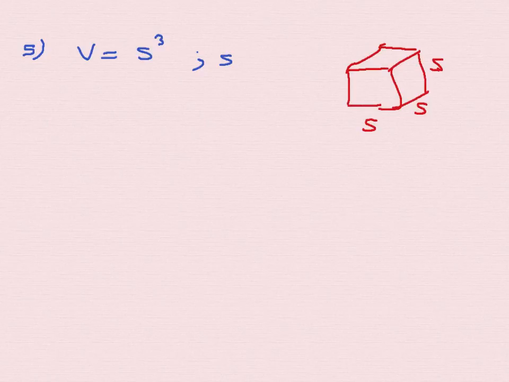So let's just say that the dimension for the side was 3 centimeters. To find the volume, you would take the 3 and you would cube it. And 3 times 3 times 3 is 27 cubic centimeters. Well, what if you had a volume that wasn't so pretty and you wanted to find the side? Well, the opposite of a cube is a cube root.